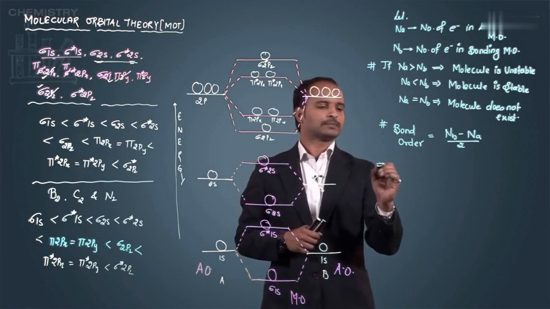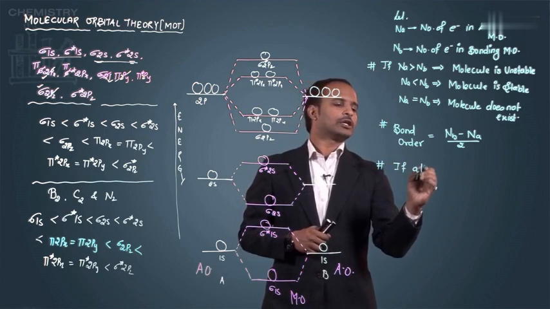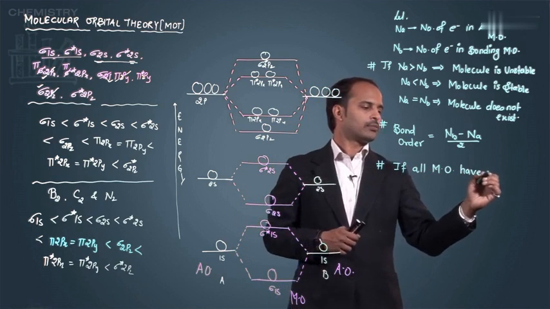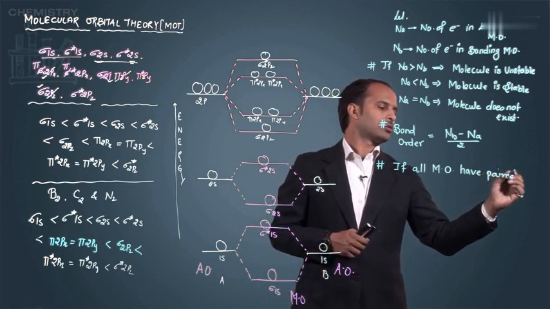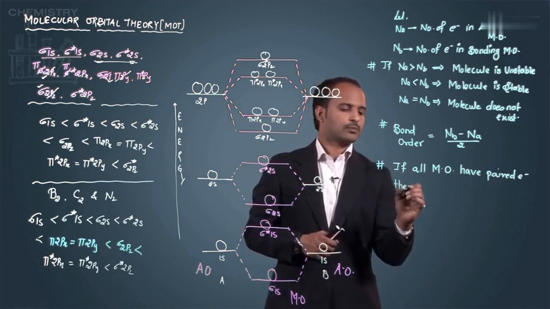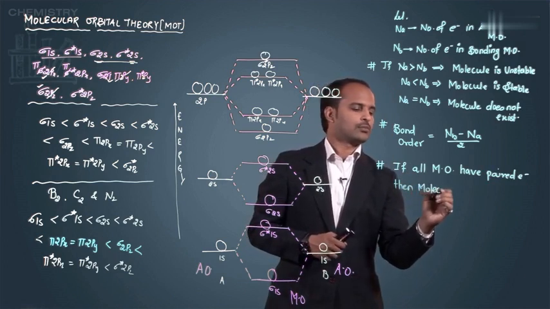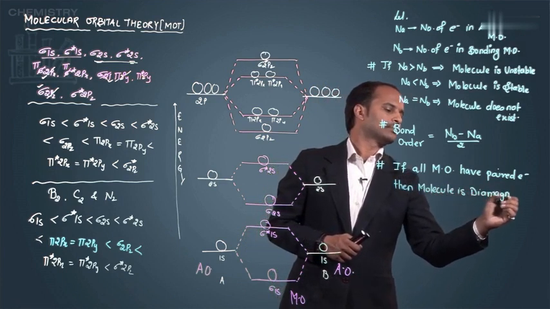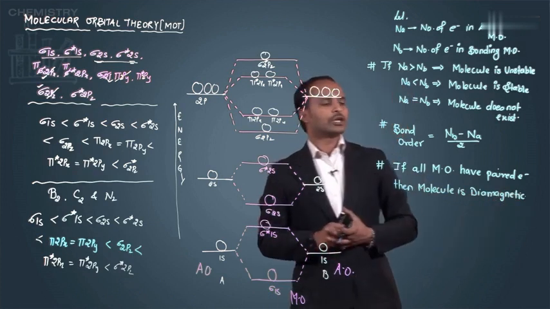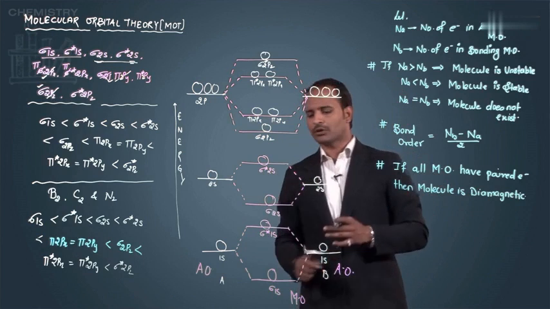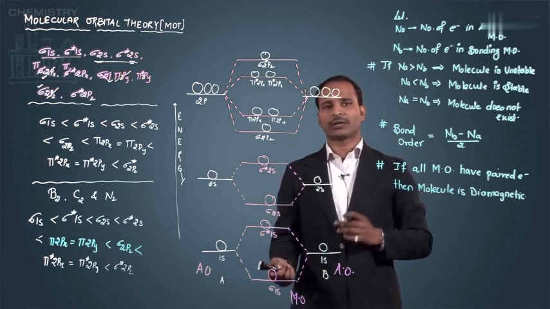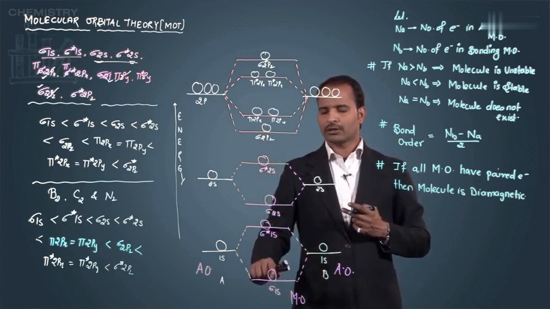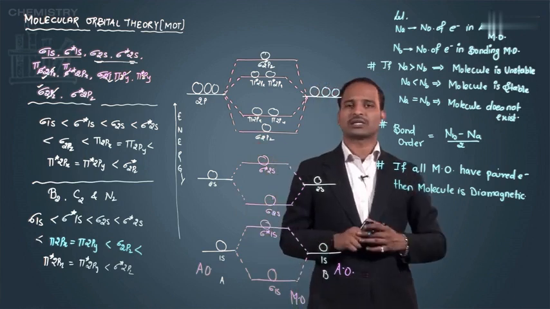Then the third one, if all molecular orbitals are paired, then the molecule is diamagnetic. If all molecular orbitals have paired electrons, meaning each molecular orbital has a capacity of 2 electrons, and if all electrons are paired in the molecular orbitals, then it is called diamagnetic.